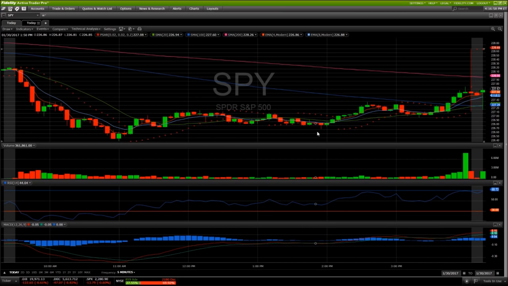Had a bit of a fake out here. We came really close to breaking support. We had the consolidation low of 226.75, and we did dip down to 226.71, but the bulls bought that dip, and then we rallied at the end of the day.